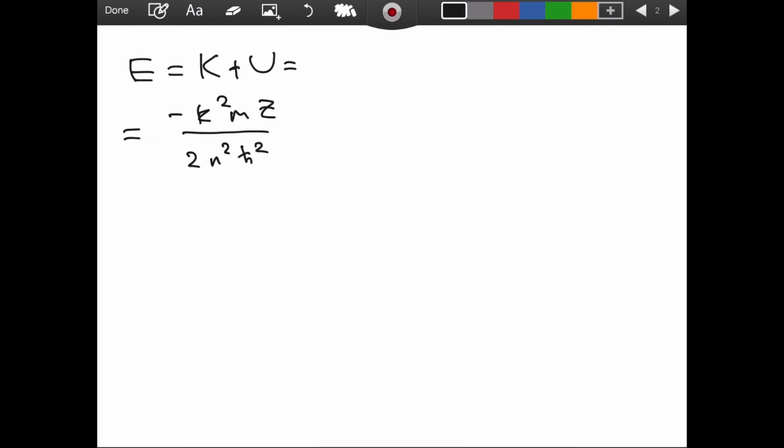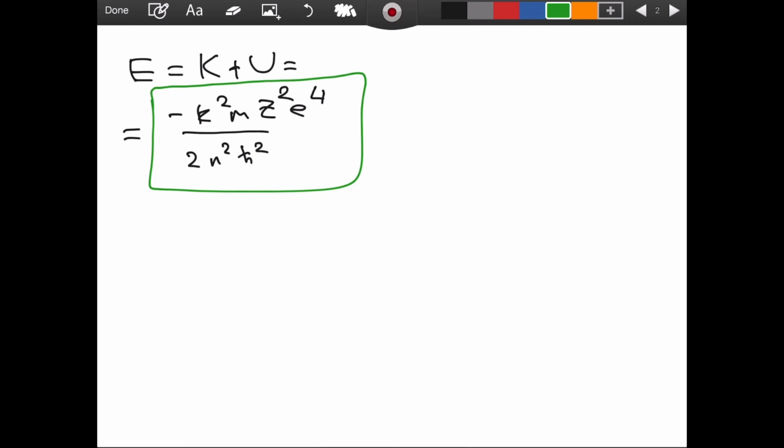Z, was it squared? It turns out I didn't get this. Okay, Z squared, and then e raised to the power of 4. And this is actually the formula. This is the energy levels of an electron in a Bohr, using Bohr quantum mechanics in a hydrogen-like atom, which means there is only one electron, but the nucleus can contain more than one proton. It is represented by Z.